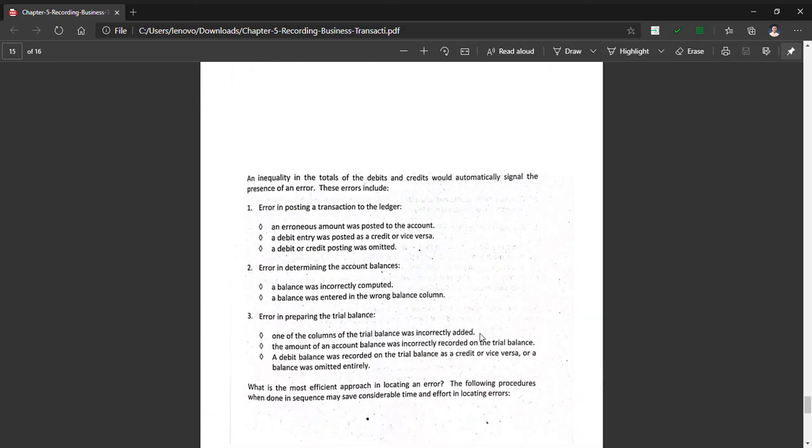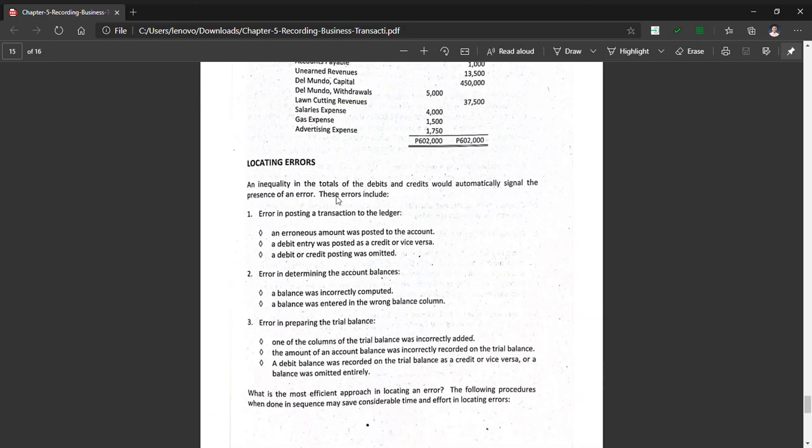Okay, so what are the errors? So these are the errors. Okay, error in posting a transaction to the ledger. Meaning, there is something we did not post to the ledger, something we did not transfer to the ledger. Error in determining the account balances, meaning we have an error in computing their balances. Right? A balance was incorrectly computed, or a balance was entered in the wrong balance column.